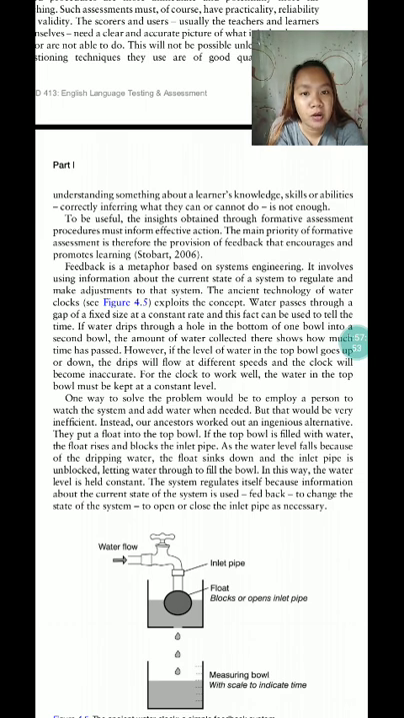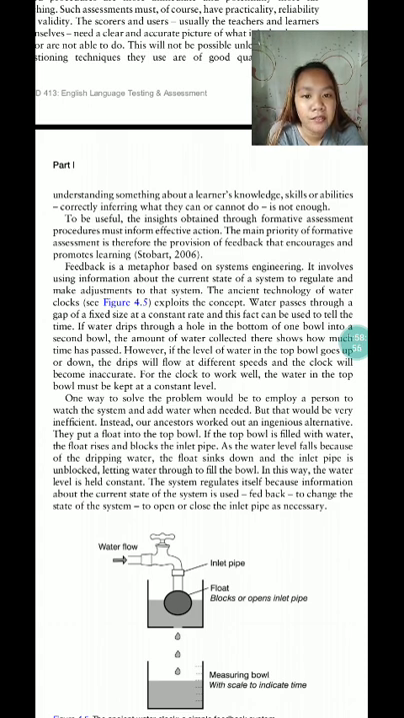Feedback is a metaphor based on systems engineering. It involves using information about the current state of a system to regulate and make adjustments to the system. The ancient technology of water clocks exploits the concept. Water passes through a gap of a fixed size at a constant rate, and this fact can be used to tell the time. If water drips through a hole in the bottom of one bowl into a second bowl, the amount of water collected shows how much time has passed.